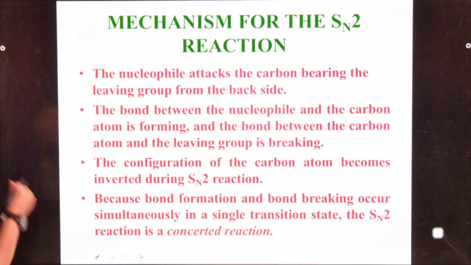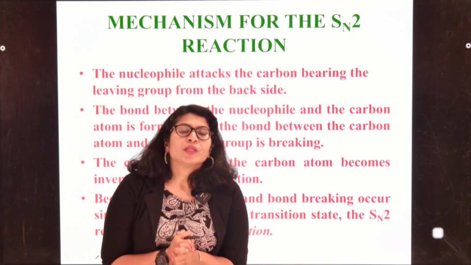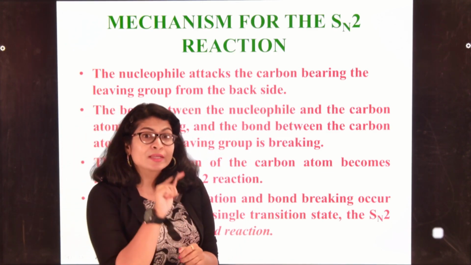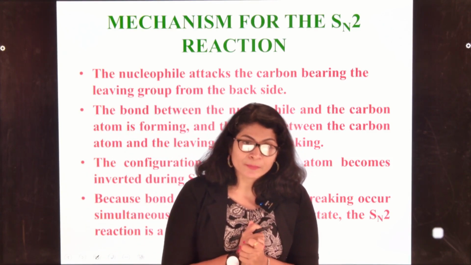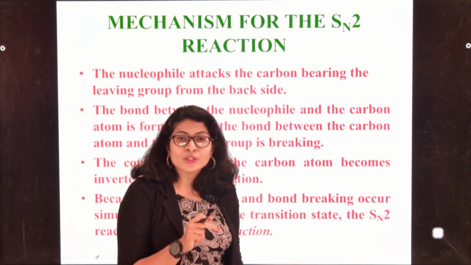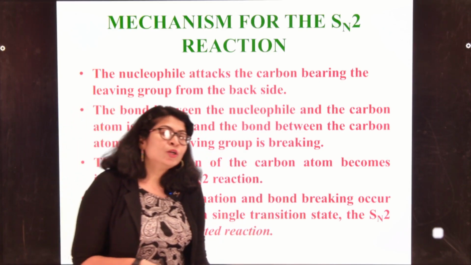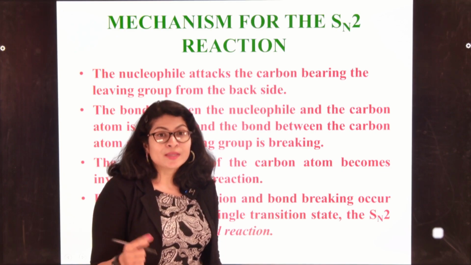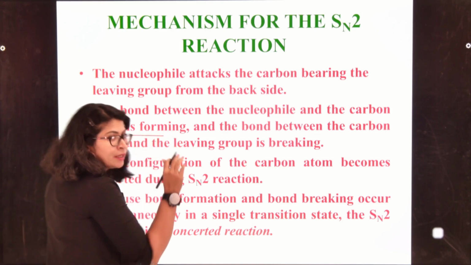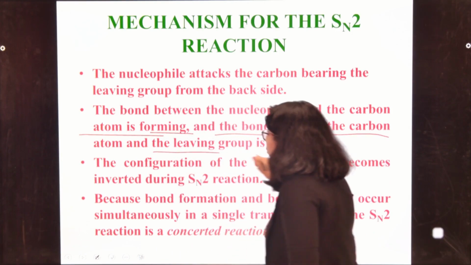Now the mechanism means what pathway the reaction follows. The nucleophile attacks the carbon bearing the leaving group from the back side, the first possibility I was discussing. When the nucleophile approaches, it sees no space is available for it to form a bond with carbon, so it attacks the carbon from the back side. The bond between the nucleophile and the carbon atom is forming at one particular instance, and the bond between carbon and leaving group is breaking off.